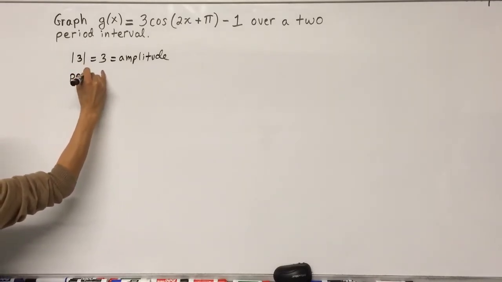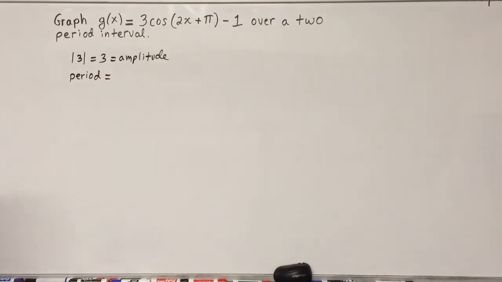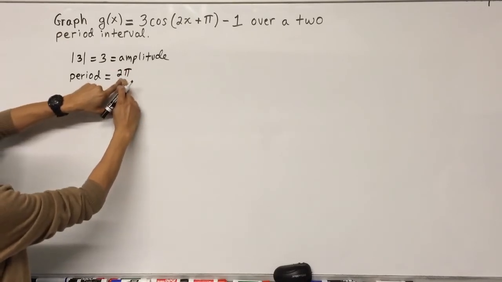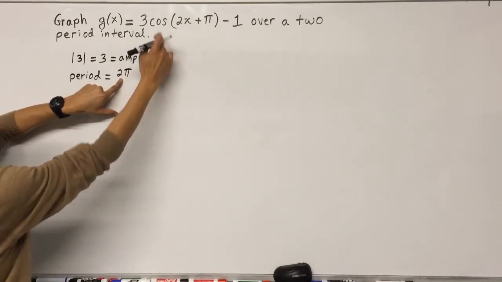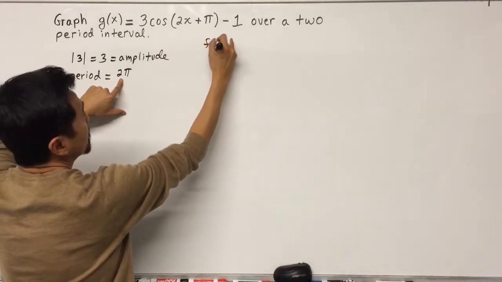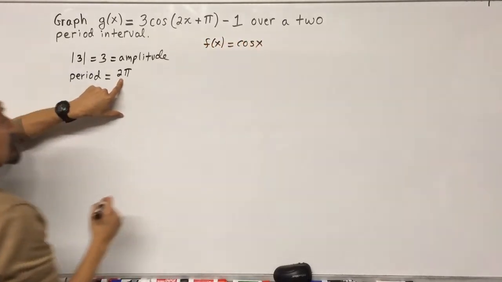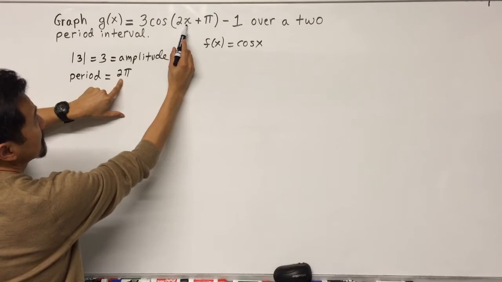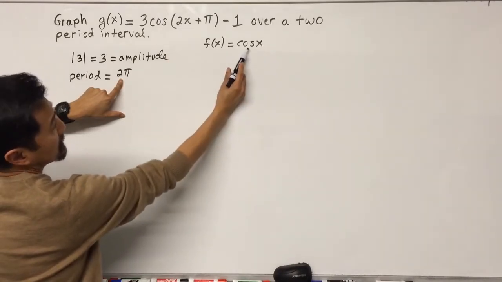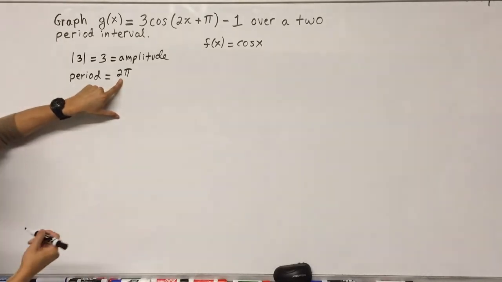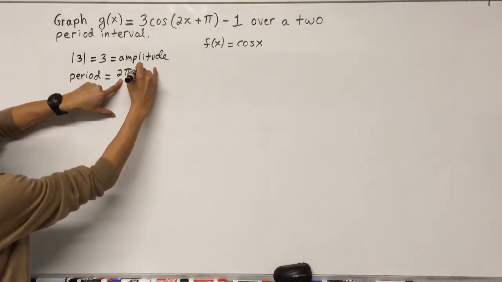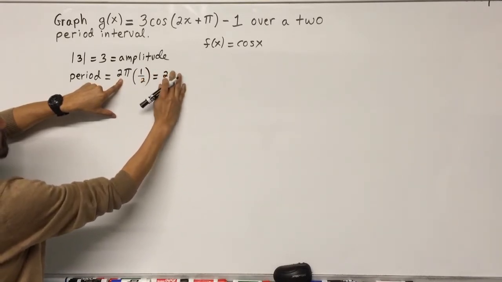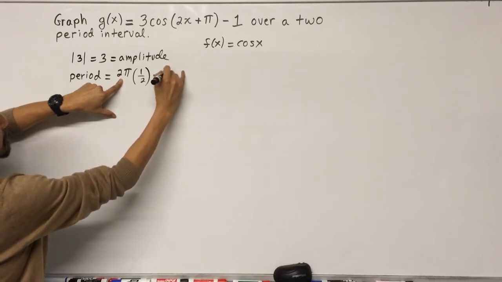Now, the period is going to be what? Well, we're going to take 2 pi, which is the period of our parent function. Okay, so the parent function would be the very original cosine function. And if you have a 2 in front of that x, then that means that the parent function was horizontally stretched by a factor of 1 over 2. Okay? So that's now going to give us a period of 1 pi. Okay?